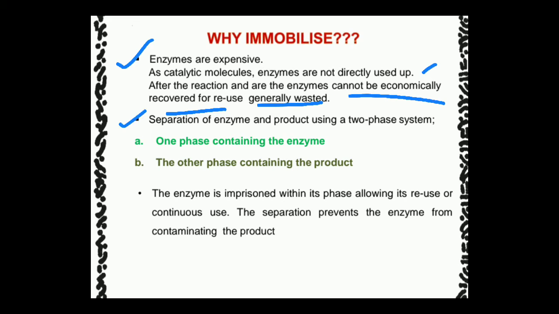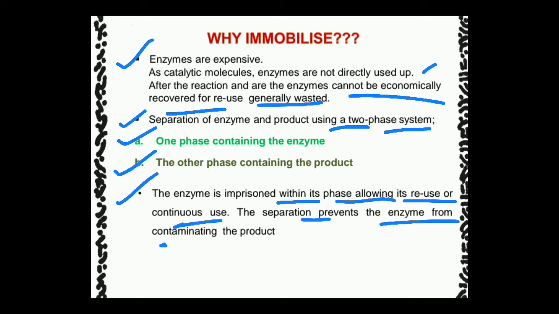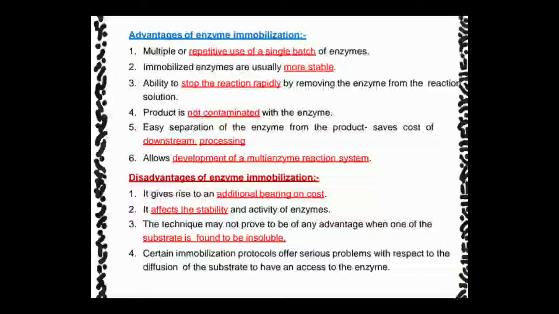The separation of the enzyme and the product using a two-phase system can be achieved by one phase containing the enzyme and the other phase containing the product. The enzyme is imprisoned within its phase, allowing its reuse or continuous use. The separation prevents the enzyme from contaminating the product. So, what are the two main objectives? One is the reuse of the enzyme and another one is the prevention of contamination of the product.